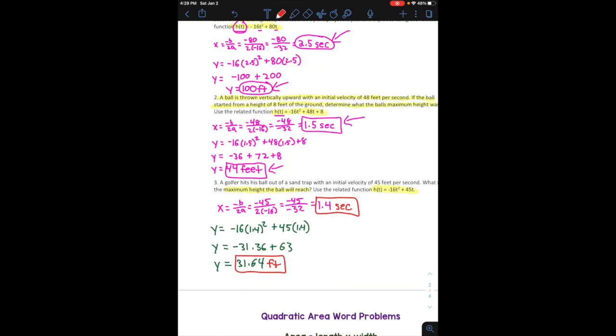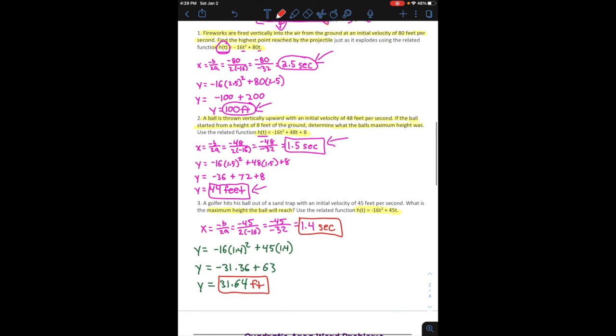For problem number 3, finding the x value was representing the time it took for the ball to hit its maximum height. We should get 1.4 seconds, and plugging that back into the function to find the height of the ball, we should get 31.64 feet. Make sure that when you find the x value or the time that we're not rounding, because we want to use the exact decimal to get the most accurate answer for the height.